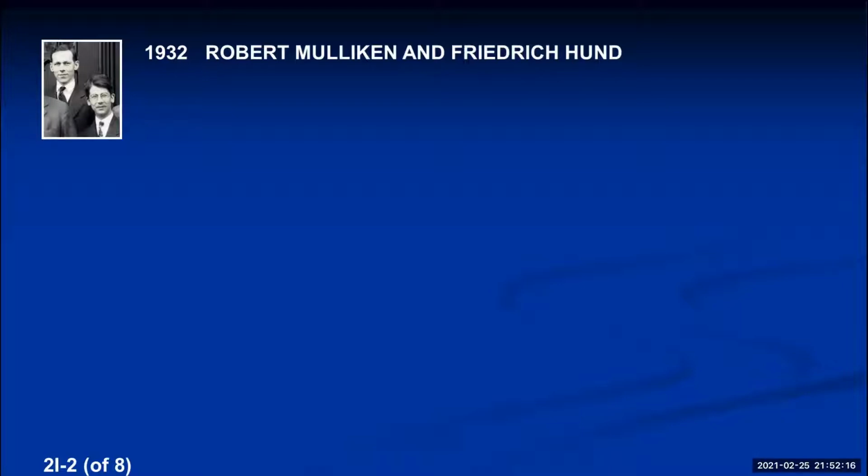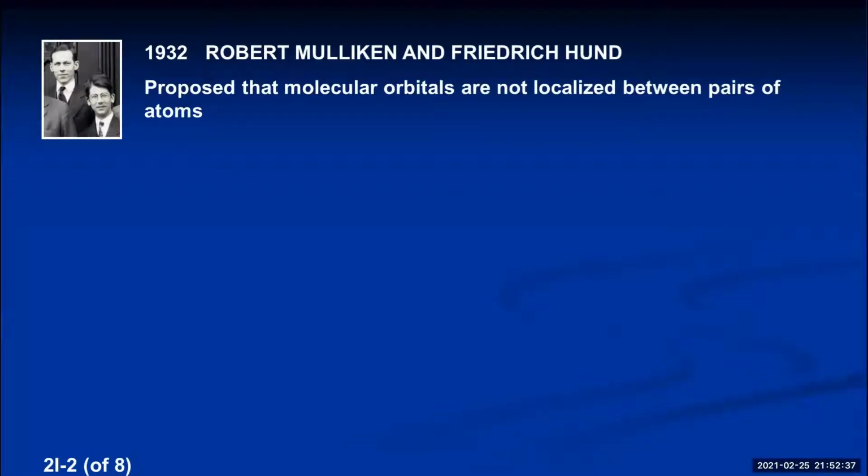Well, Mulliken and Hund said, you know what? I don't think Pauling is right about that. I don't think the electrons are going to be stuck in that space between the two nuclei. There's another word for that. They said that I don't think the electrons are stuck in that locale. They're not localized in the space between the two nuclei. So they proposed that molecular orbitals are not localized between pairs of atoms. Molecular orbitals are actually regions of space that can encompass many atoms in a molecule because they're going to be influenced by the nuclei of all the atoms in the molecule.